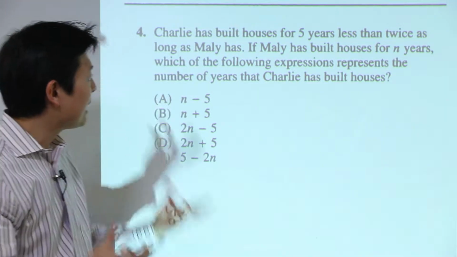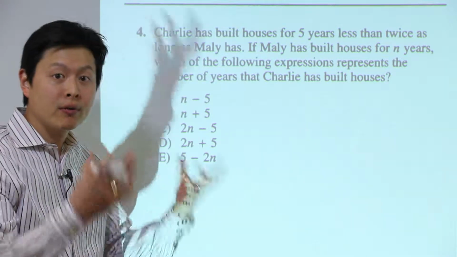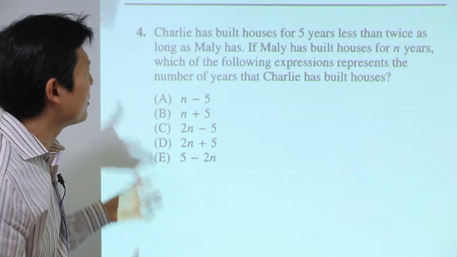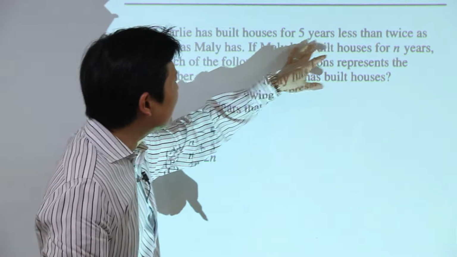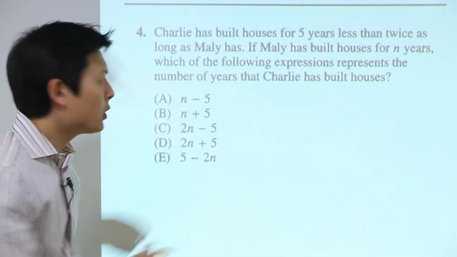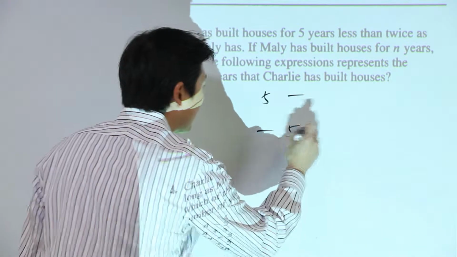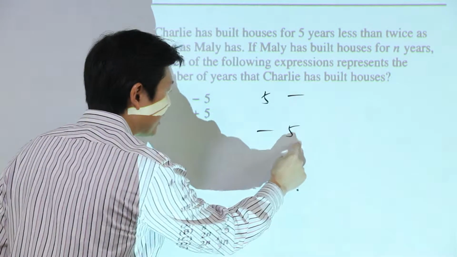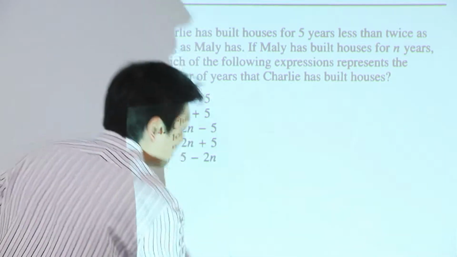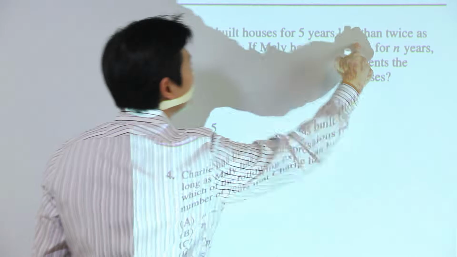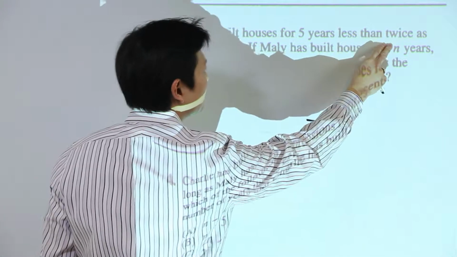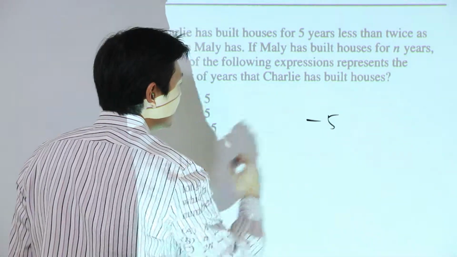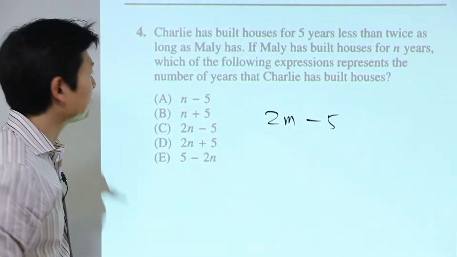But it's actually not too bad if you understand what each of these phrases, or groups of words, mean. Charlie has built houses, okay, so Charlie did something, that's not math yet, for 5 years less than something. 5 less than something. Would that be a 5 minus or a minus 5? Right? If it's 5 less than something, you're taking 5 away, right? So you're subtracting a 5. So it's actually a minus 5 in this case. So let's keep that one. 5 years less, 5 less, then what? Then twice Meili, right? So 5 less than 2 times Meili.